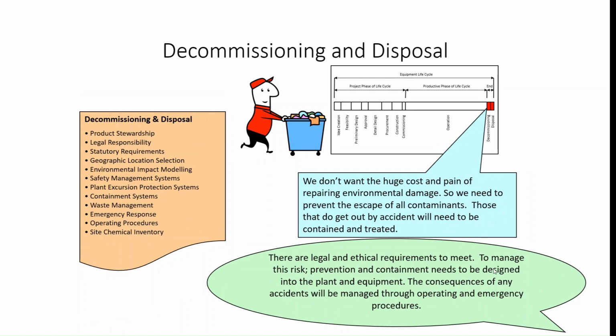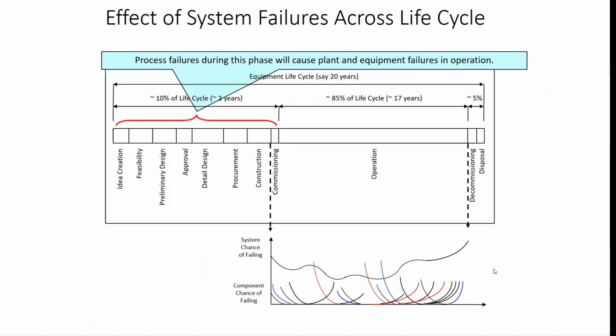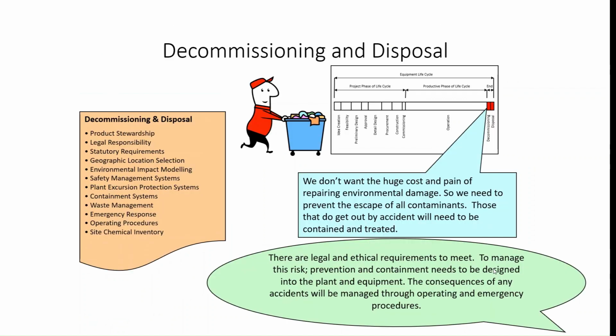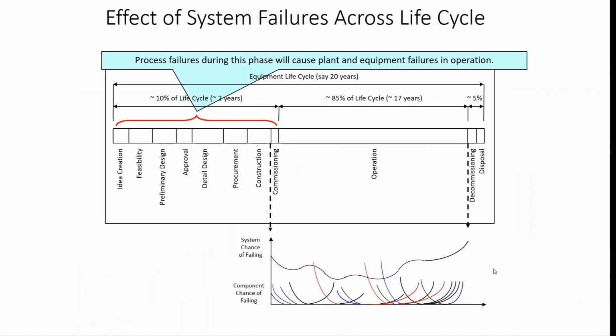The impact of a contaminated environment will have dire consequences on our future generations. There will be high costs for treating waste and rectifying environmental damage. There are legal and ethical requirements to meet. To manage this risk, prevention and containment needs to be designed into the plant and equipment. The consequences of any accidents will be managed through operating and emergency procedures.